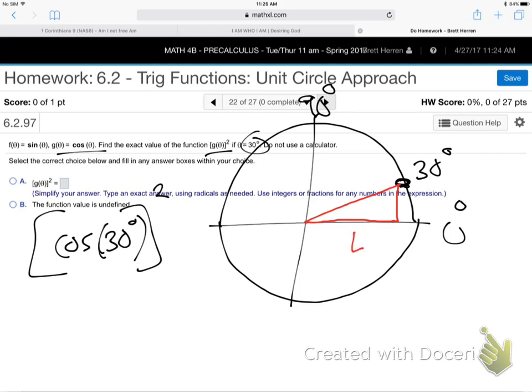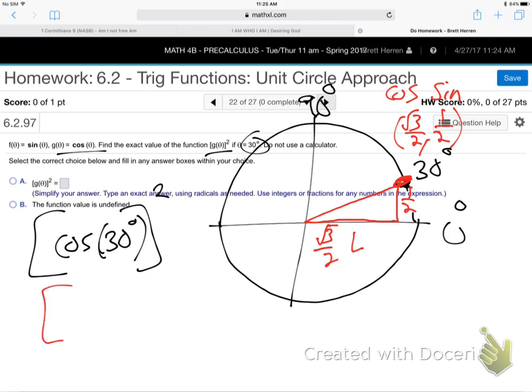So it's clearly over a large amount, up a small amount. It's way over, only a little up. So it's over root 3 over 2. It's only up a little bit, so it's only up a half. So the coordinates are root 3 over 2, up a half. That's the x and the y for this dot. That's the coordinates. And the x is cosine, the y is sine.